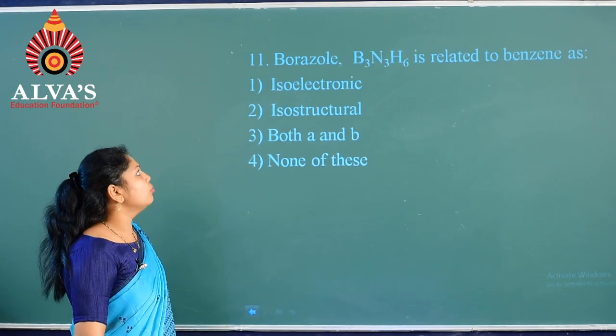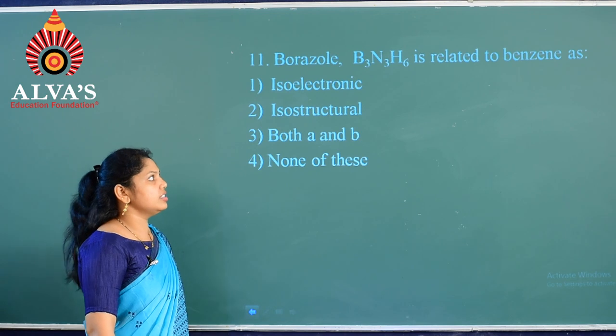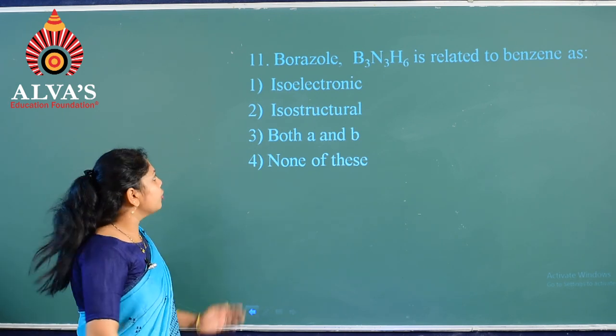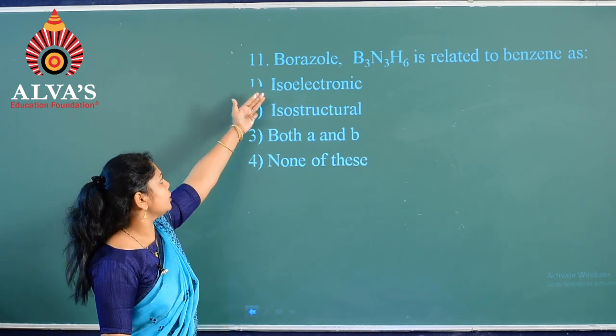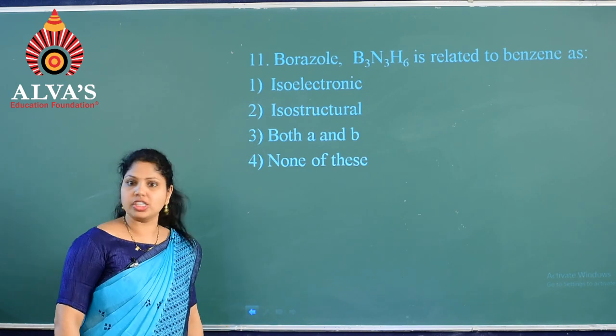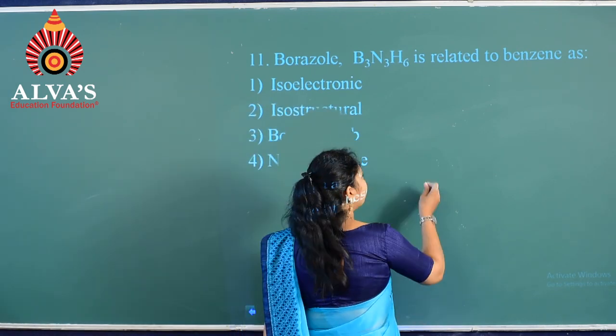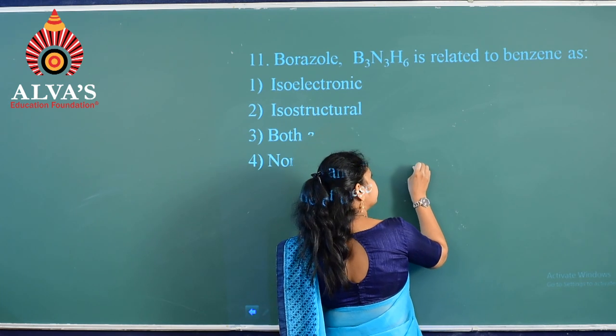Question number 11. Borazole B3N3H6 is related to benzene as. If you observe the options, it is mainly about isoelectronic and isostructural. So, we will write the structure for borazine and benzene.